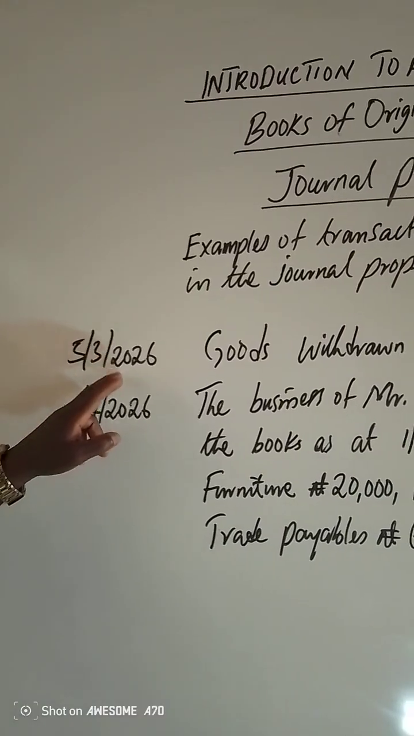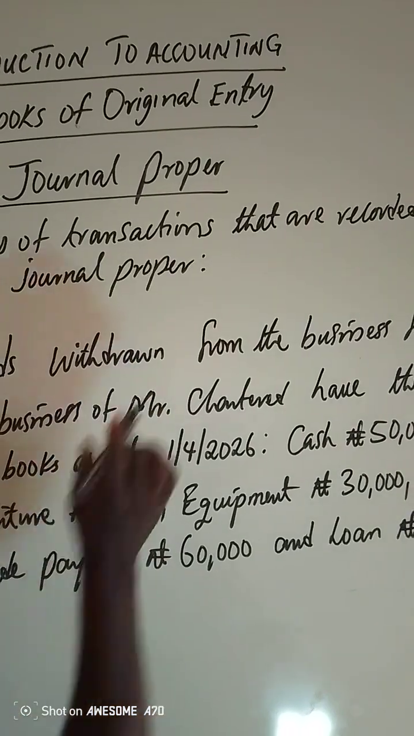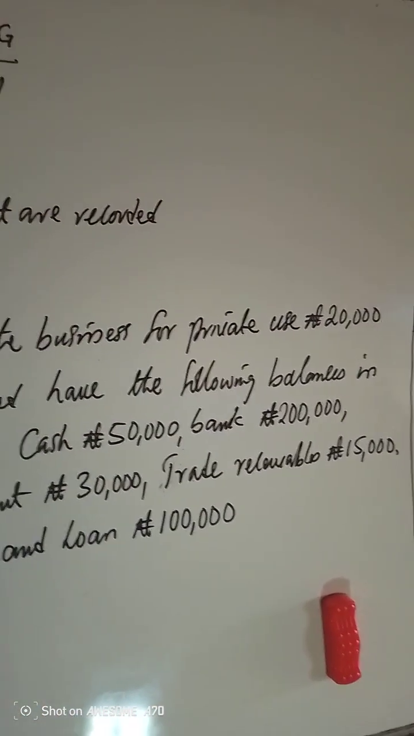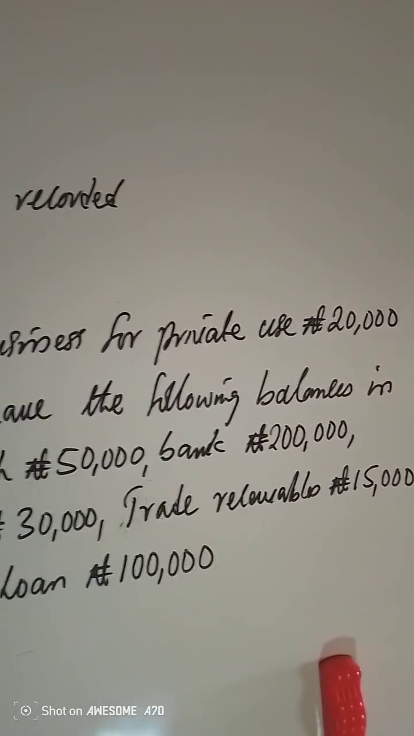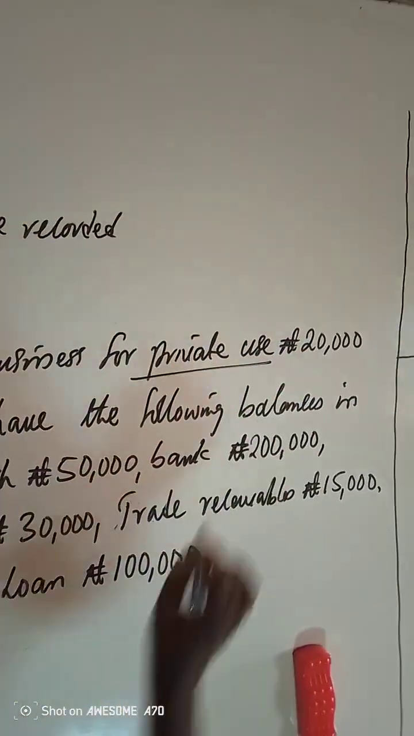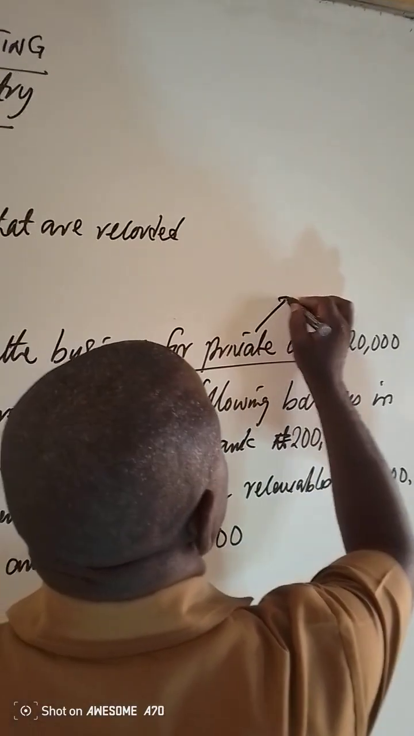On the 5th of March 2026, goods withdrawn from the business for private use. Goods withdrawn from the business for private use. Mind you, when we say private use here, don't forget, anytime you see private use or personal use, it means drawings.